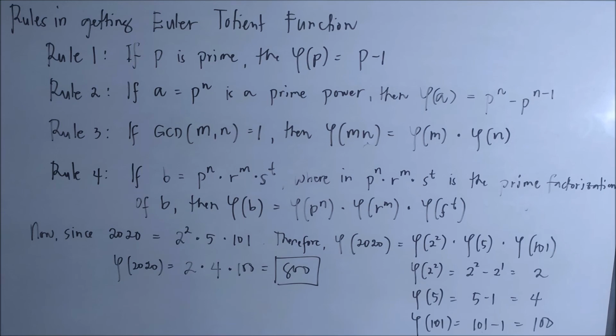Totient function of 2 squared is equal to 2 squared minus 2 raised to 1, which is equal to 2. Totient function of 5 is equal to 5 minus 1, which is equal to 4. Totient function of 101, 101 is a prime number, is just 101 minus 1, which is equal to 100. Therefore, totient function of 2020 is equal to 2 times 4 times 100, which is equal to 800.